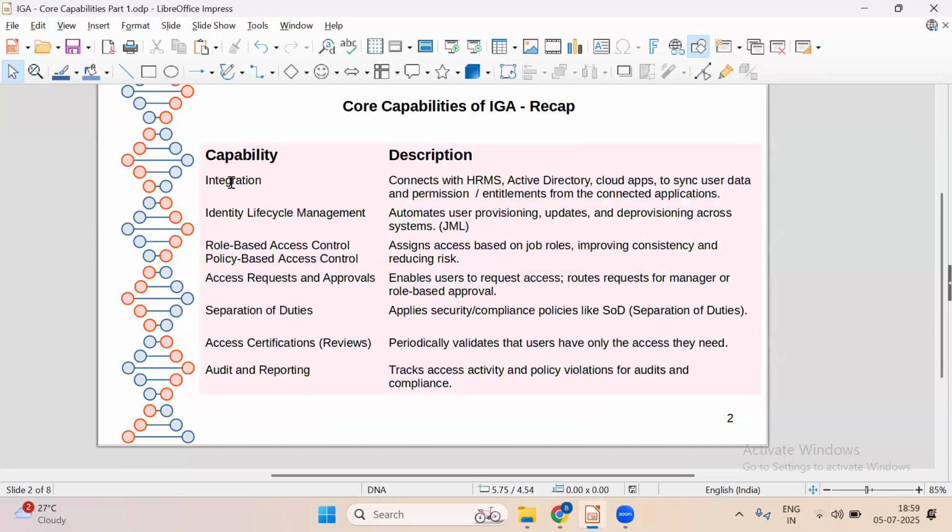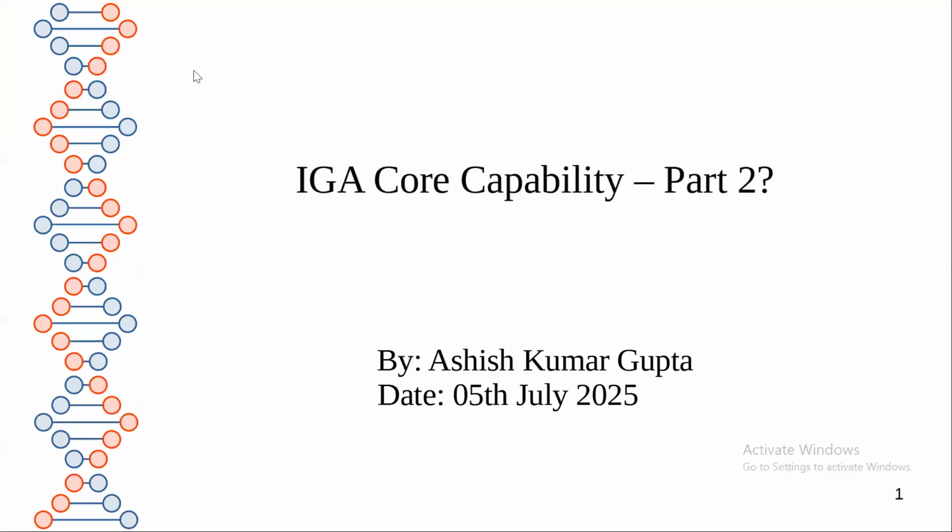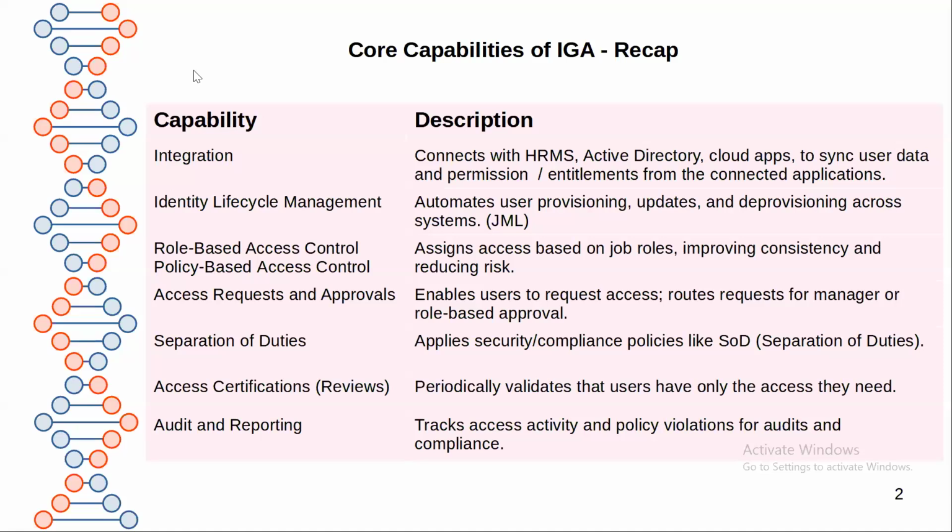Integration. You can see over here integration. So how is this available to the user? Because the integration is done. With the integration, we know how many types of entitlements are available and what different applications are available, as we are connected to the HRMS system also, so we know how many types of users are available.